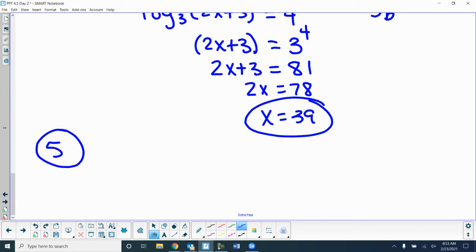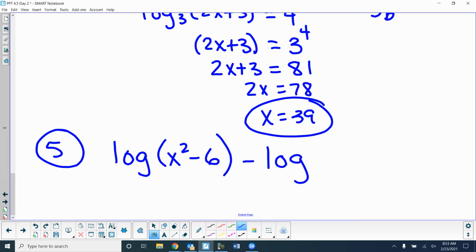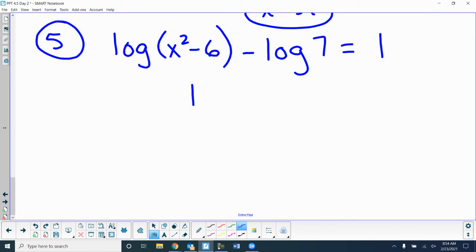Now, number 5, I have 2 logs. So what's the first step, Sammy Joe, when I have 2 logs? Yeah, because we want to make it into 1 log. If we have multiple logs on the side, we want to turn it into 1 log, right? And like Sammy said, we're dividing because this is subtraction. If this was addition, I'd do what with the 2 numbers? Multiply, okay? So I'm going to rewrite this as log of x squared minus 6 over 7. That's a division problem, right?